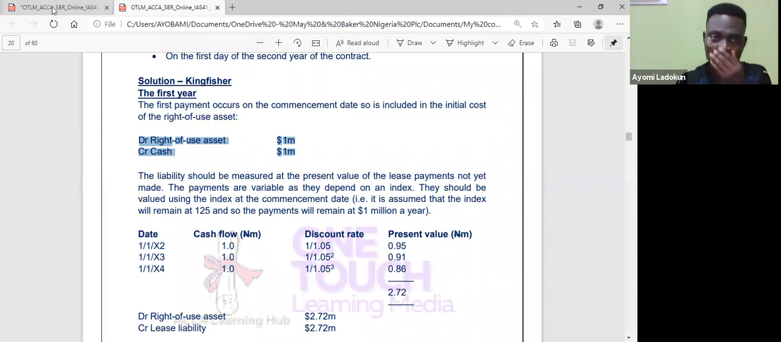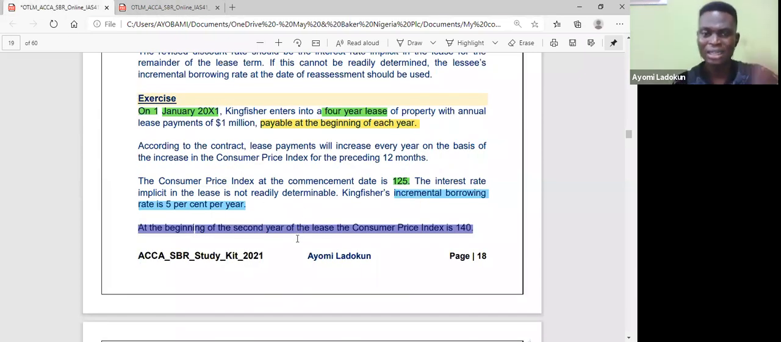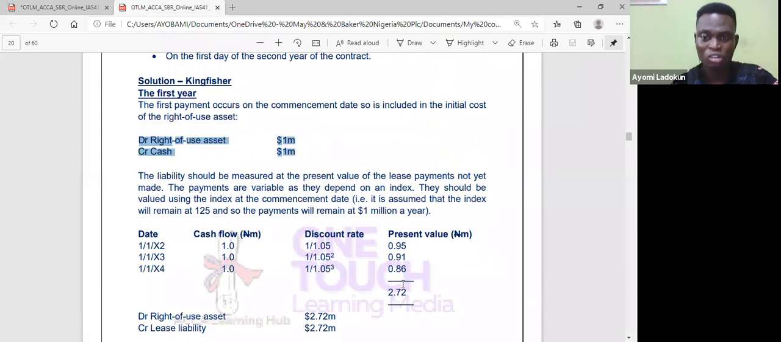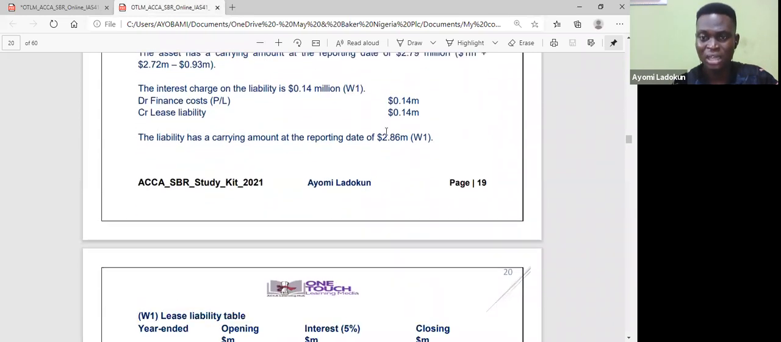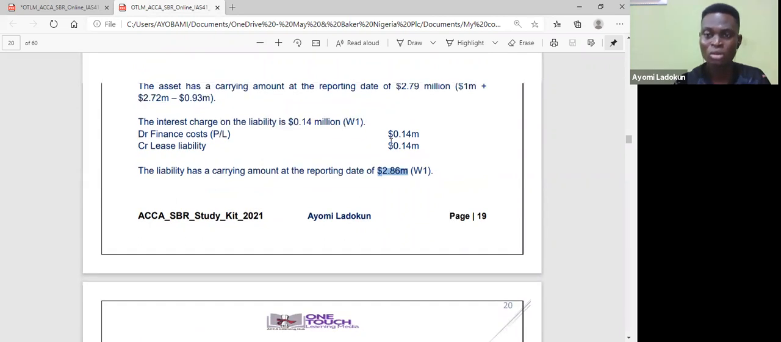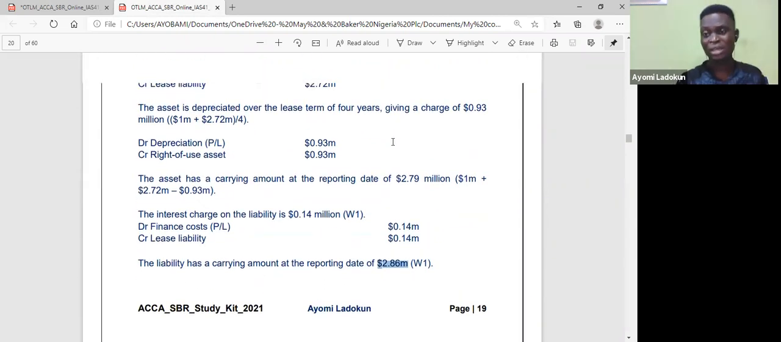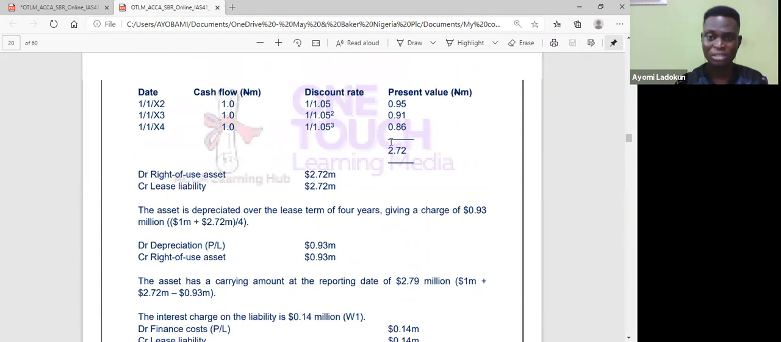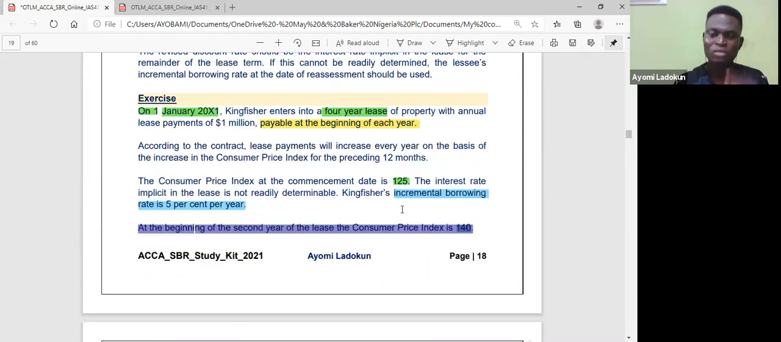Now, in the question, we're told that at the beginning of year 2, the consumer price index is 140. That means it has increased from 125 to 140. And as such, I need to reassess my lease liability, and I will adjust the current amount. Remember, the current amount of my lease liability at the end of the year is 2.86. So I need to adjust it. That means it has to go up. So I need to pay more. That's the meaning. So how do I now compute for that change?